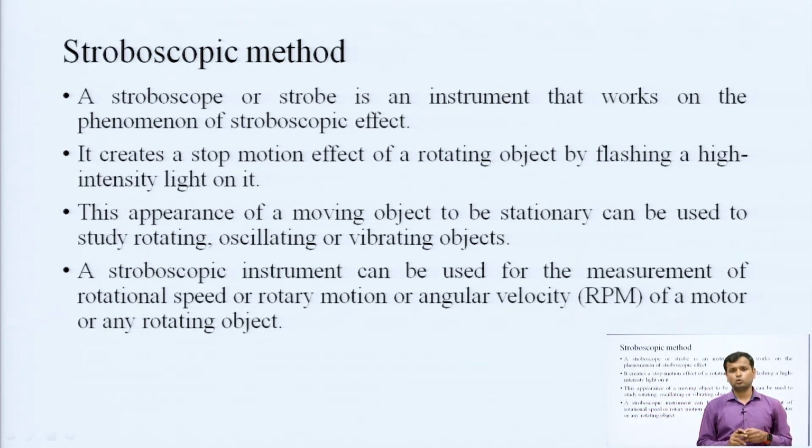Now, the next method to measure rotational motion is the stroboscopic method. First, we need to understand what the stroboscopic method is and what a stroboscope is. A stroboscope, or strobe, is an instrument that works on the phenomenon of the stroboscopic effect. We are going to see it when we see the basic construction of the stroboscopic method. It creates a stop motion effect of a rotating object by flashing a high intensity light on it. That means what?